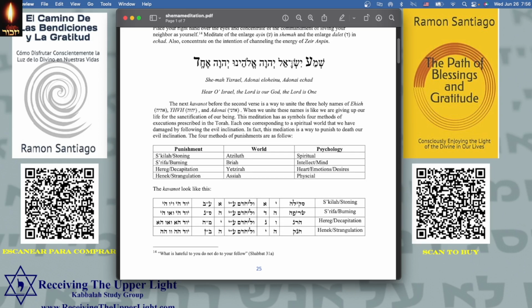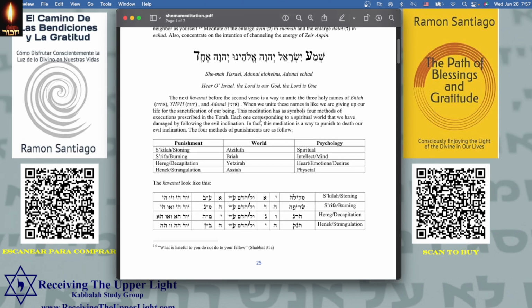So here we have the Shema, right? The large Ayin and the large Dalet, which together form the word Ed, which is witness, right? The next Kavanot, which is the intention, before the second verse is a way to unite the three holy names of Ehyeh, Yohevaheh and Adonai. When we unite these names, it's like we're giving up our life for the sanctification of our being.